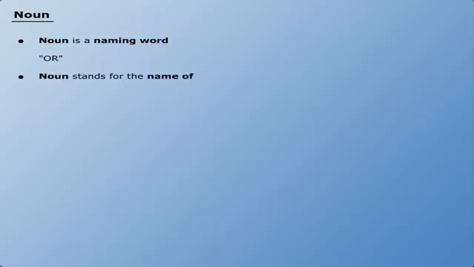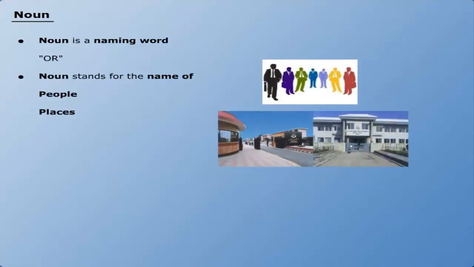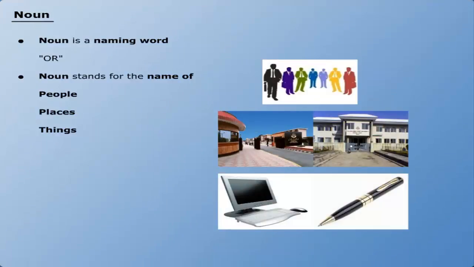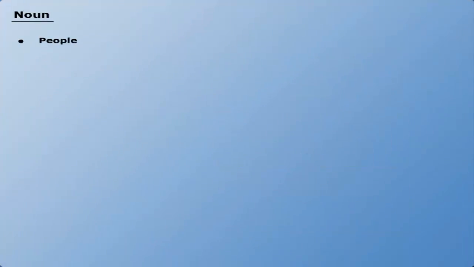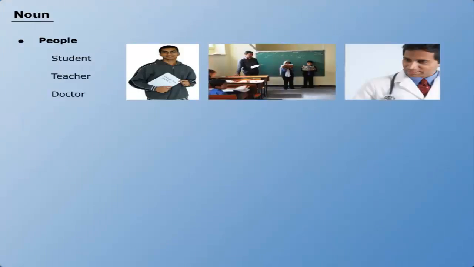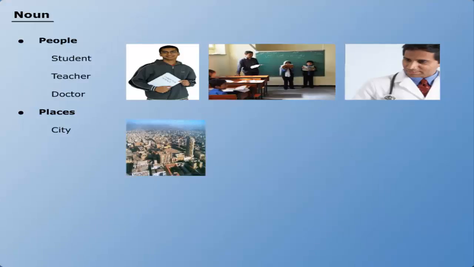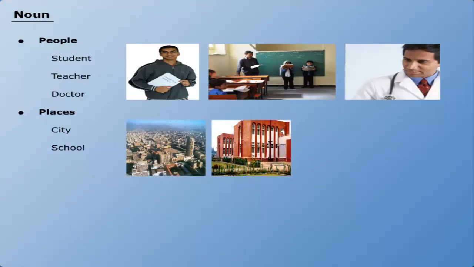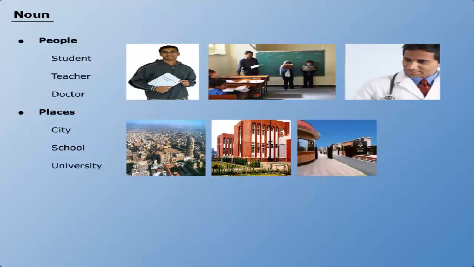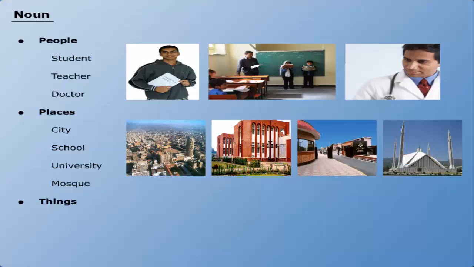Noun. Noun is a naming word, or noun stands for the name of people, places, things. People: student, teacher, doctor. Places: city, school, university, or mosque. Things: pen, computer, book.